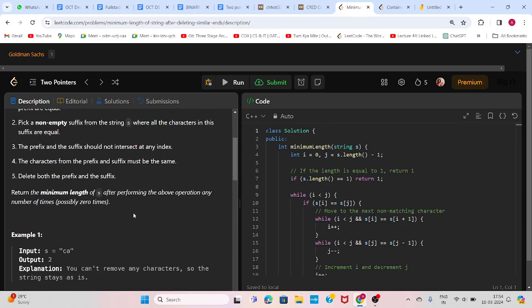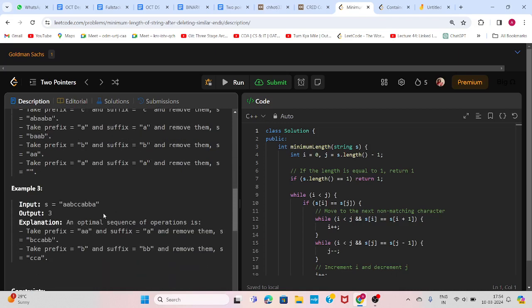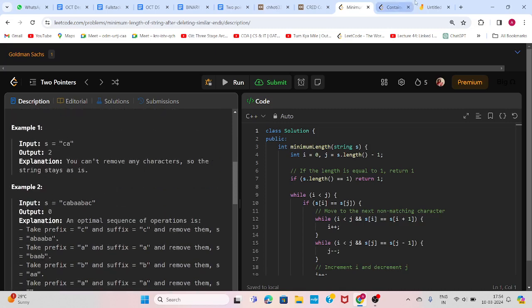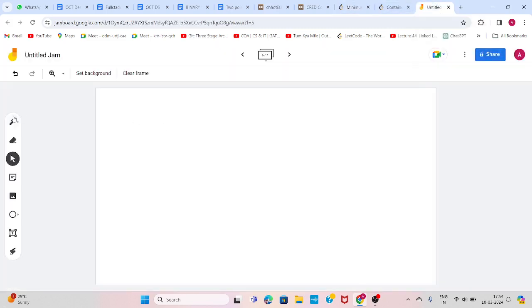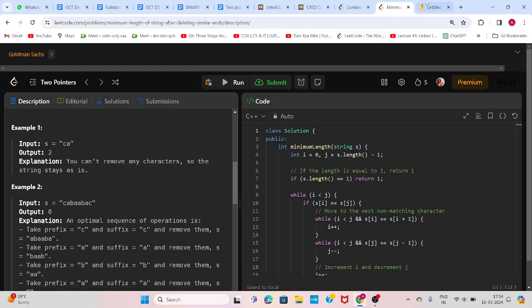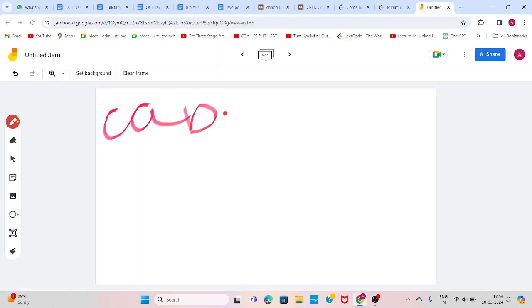So yeah, the question is quite confusing, so let me clear up what the question is saying. We are given CABAABAC. So the question is saying, what is the minimum length after removing the same prefix and suffix?